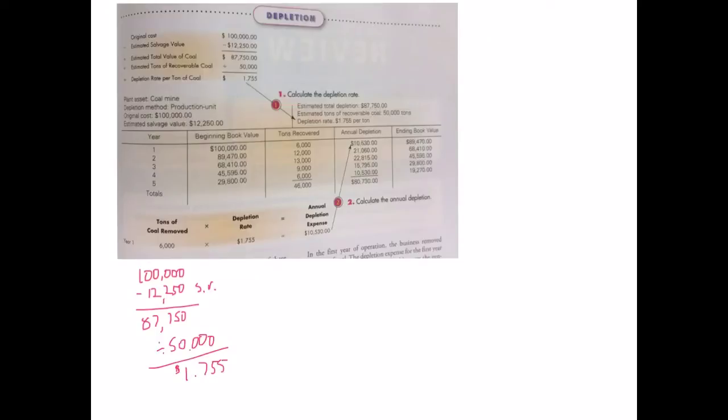That's our depletion rate. So in year one, it says that we recovered 6,000 tons of coal. So 6,000 times our depletion rate of 1.755 gives us $10,530 of depletion for year one. So that's going to give us an ending book value of $89,470. In year two, we're using up 12,000 times our 1.755. Depletion in year two is going to be $21,060.